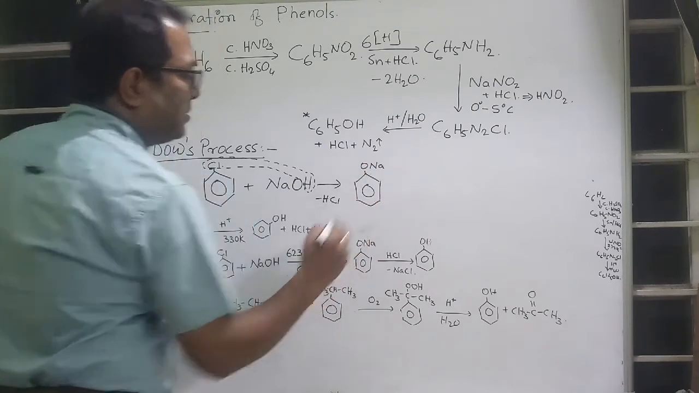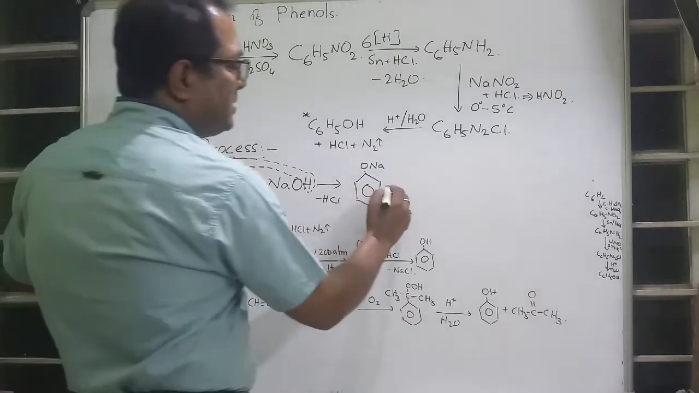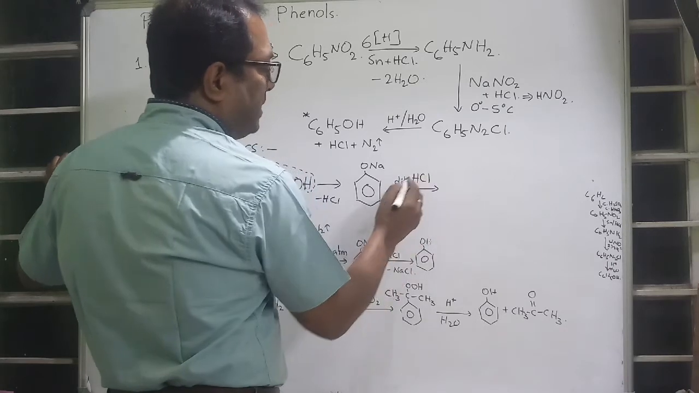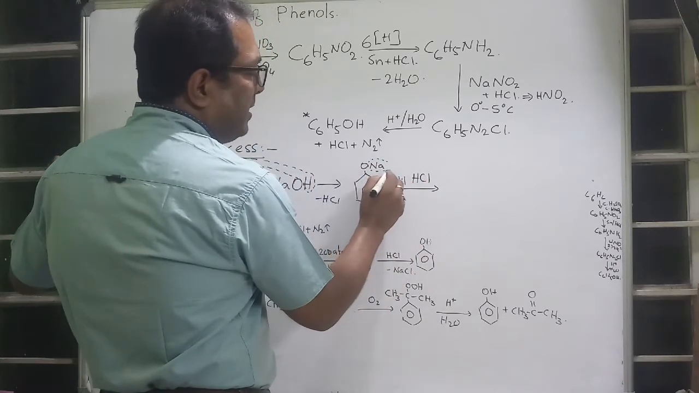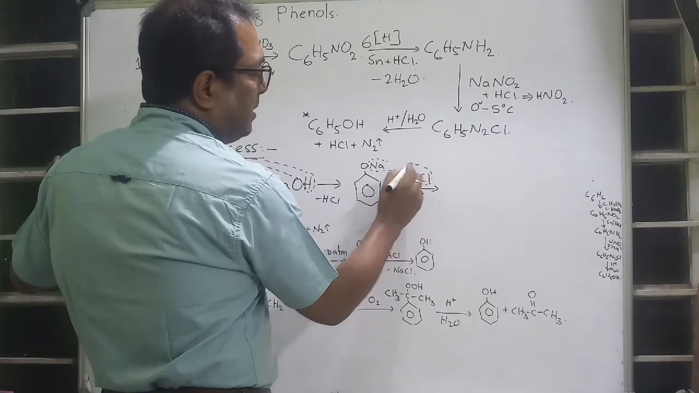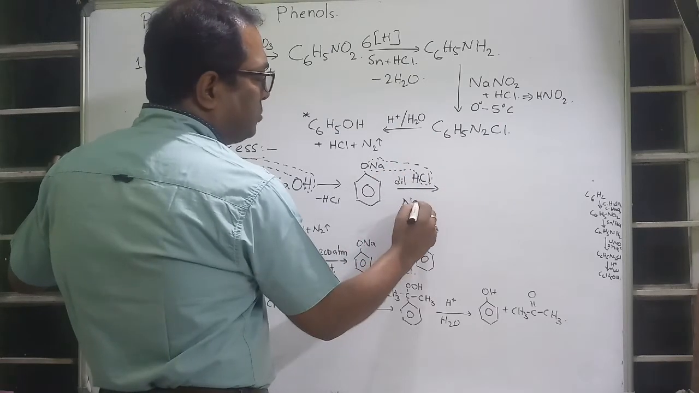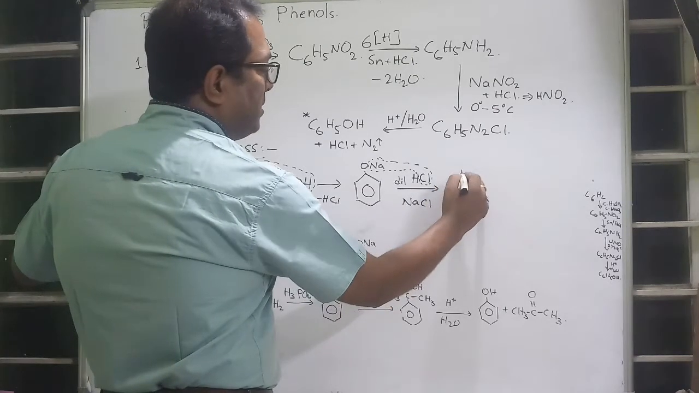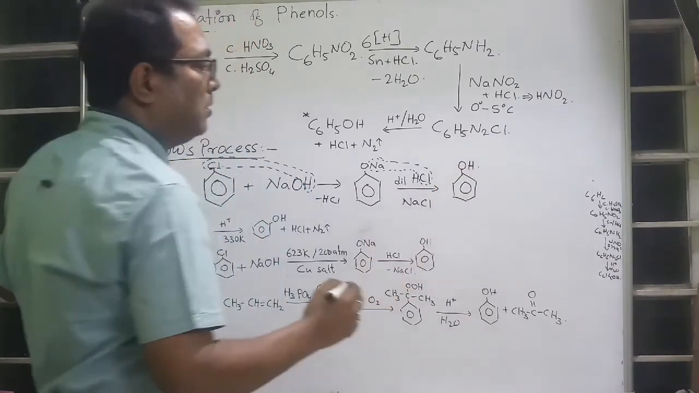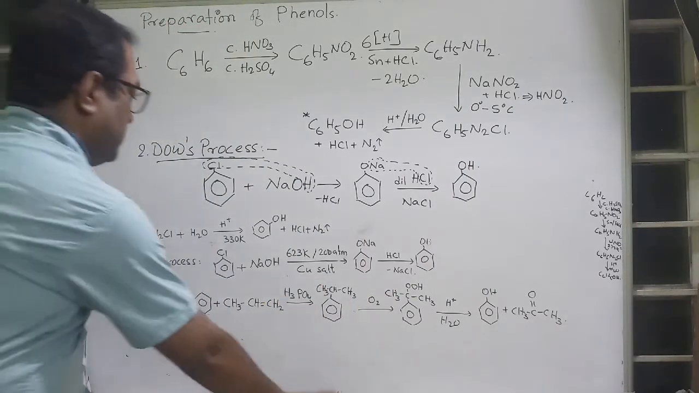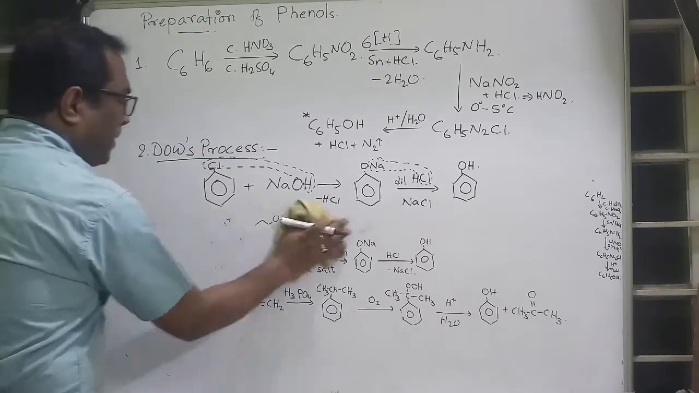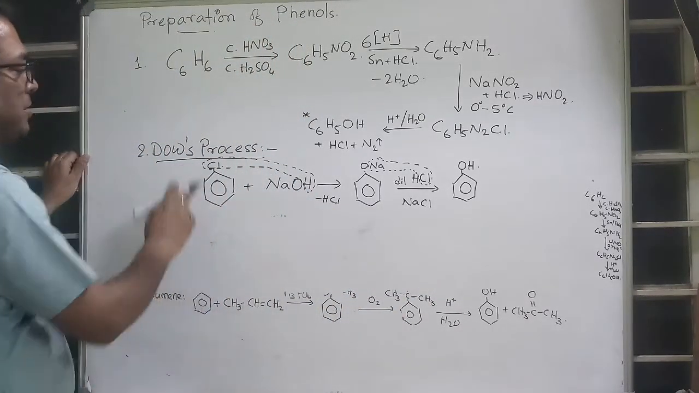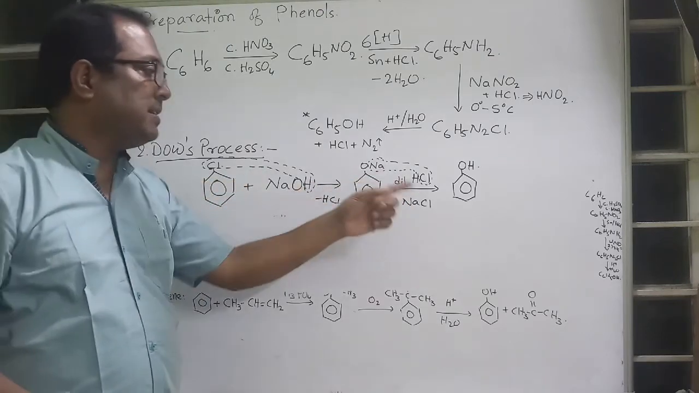to the benzene ring. And when this is again treated with dilute HCl, what happens? This Na and Cl come out of the reaction, and the benzene gets attached to the OH group and phenol is formed. This is how we prepare phenol industrially, by the Dow process.